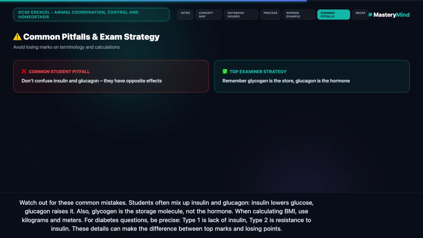Watch out for these common mistakes. Students often mix up insulin and glucagon. Insulin lowers glucose, glucagon raises it. Also, glycogen is the storage molecule, not the hormone. When calculating BMI, use kilograms and meters. For diabetes questions, be precise. Type 1 is lack of insulin, type 2 is resistance to insulin. These details can make the difference between top marks and losing points.